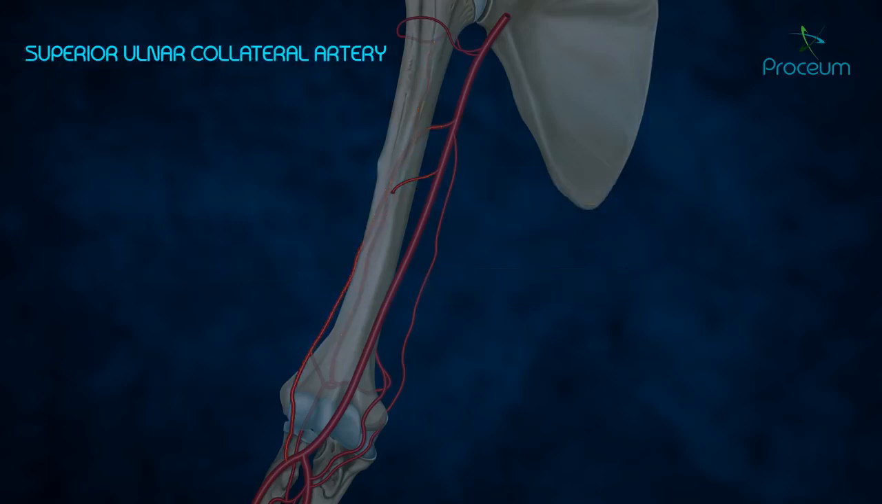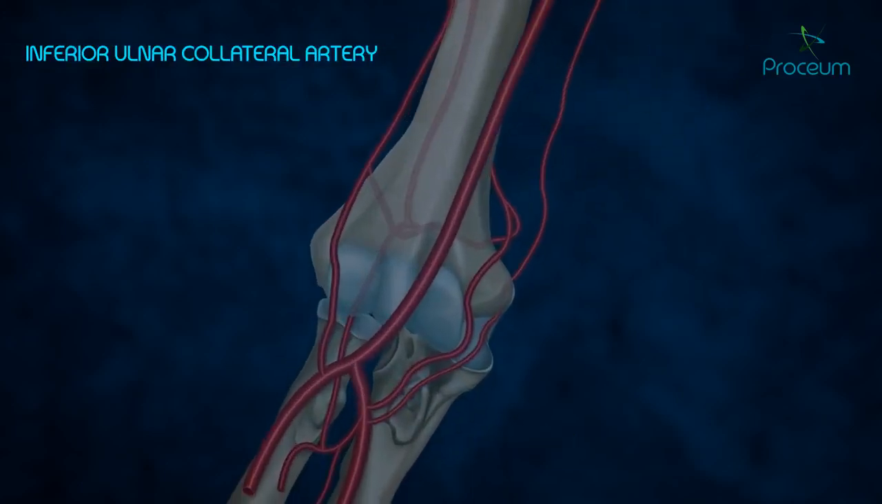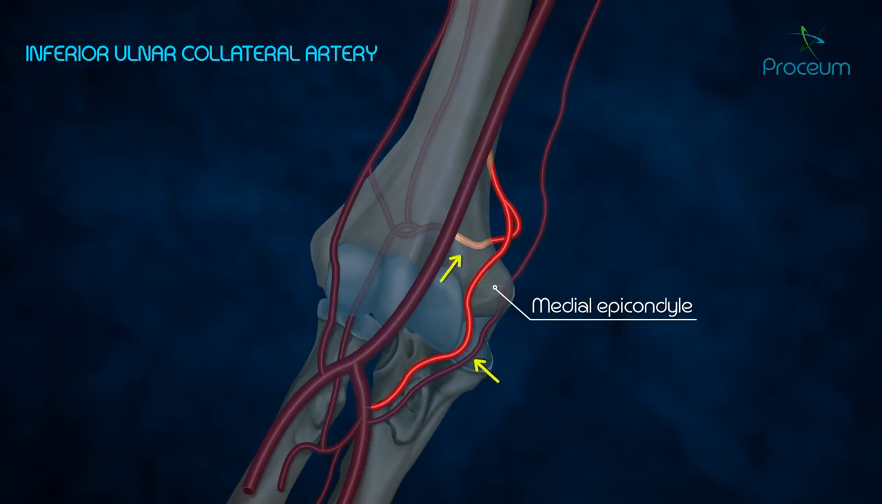Superior ulnar collateral artery. This artery travels alongside the ulnar nerve, posterior to the medial epicondyle, and takes part in the anastomosis around the elbow. Inferior ulnar collateral artery. This artery descends anterior to the medial epicondyle and also takes part in the anastomosis around the elbow after dividing into anterior and posterior branches.